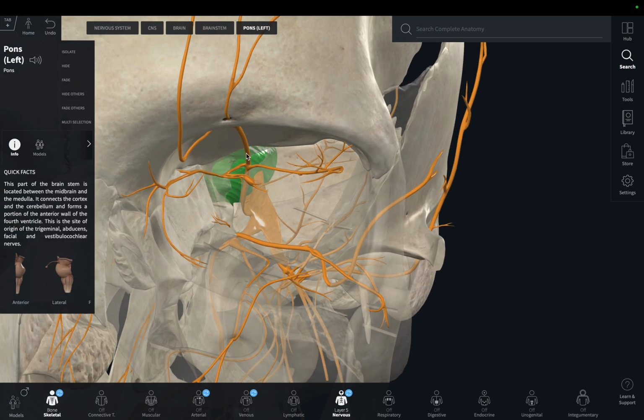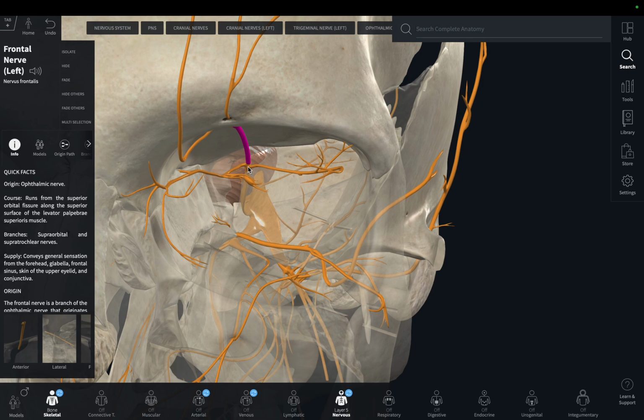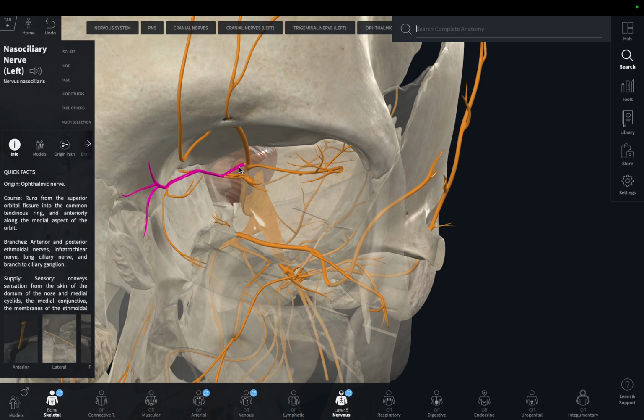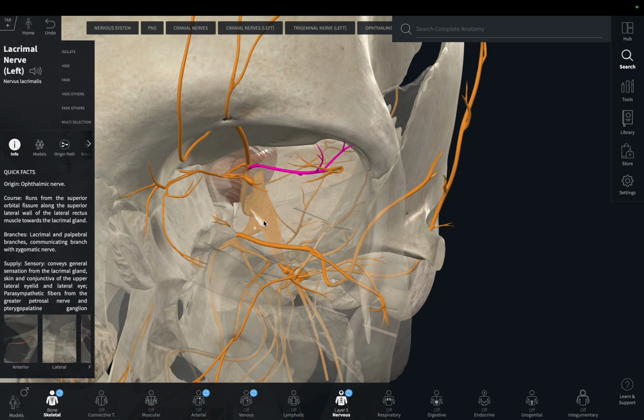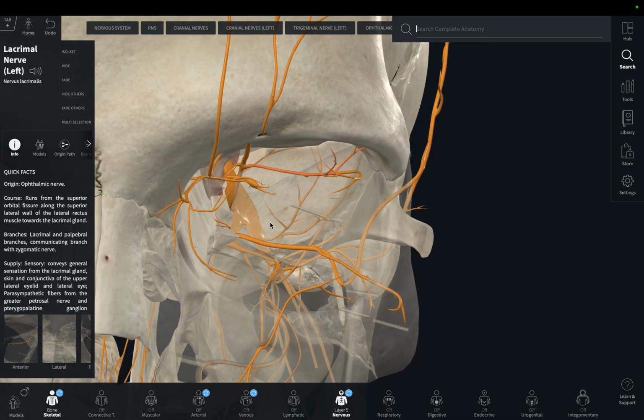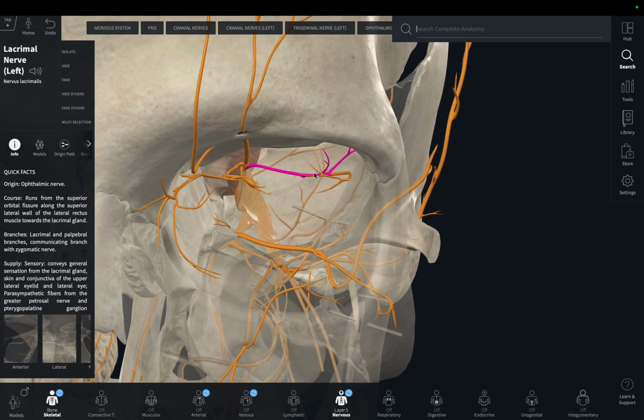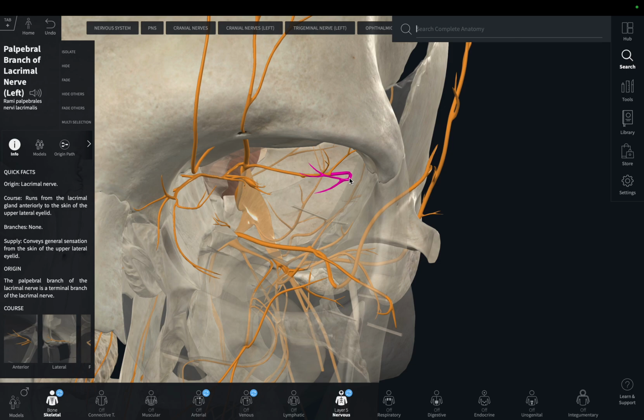After it exits the superior orbital fissure, it gives off three branches: the nasociliary nerve, the frontal nerve, and the lacrimal nerve. We'll begin with the lacrimal nerve since it has the least branches. The lacrimal nerve supplies general sensation from the lacrimal gland, skin, and conjunctiva of the upper eyelid and lateral eye. It gives off this branch, the palpebral branch of lacrimal nerve, which supplies general sensation from the skin of the upper lateral eyelid.